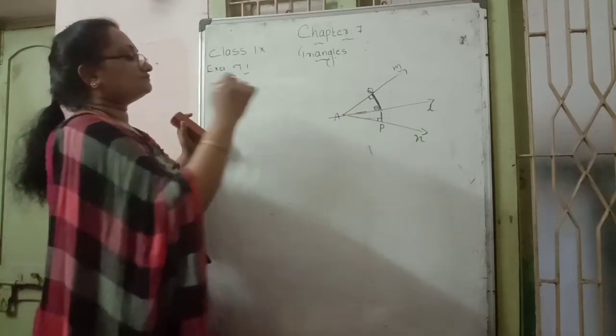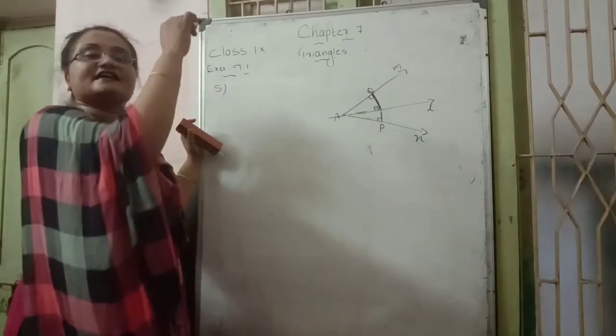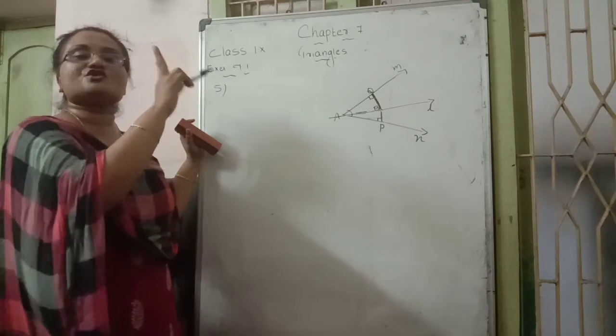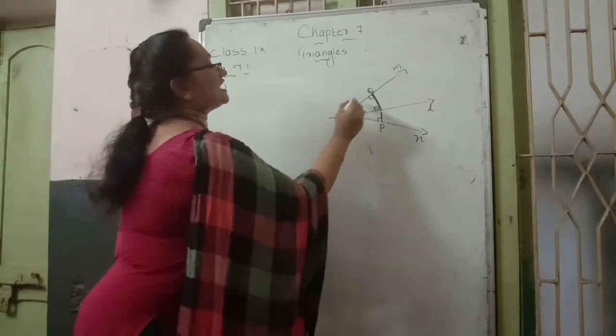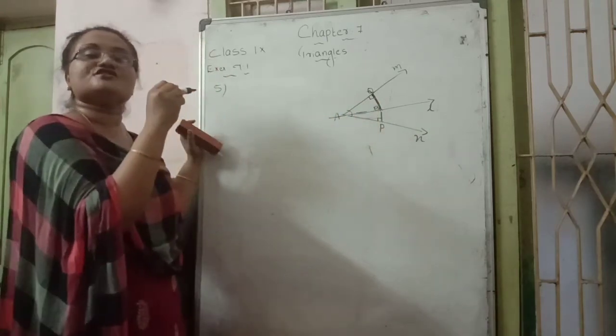So here, line L cuts angle A, which means angle A is actually this one. Angle A is divided into two other angles. Which are they? BAQ and BAP. They divide into two angles.